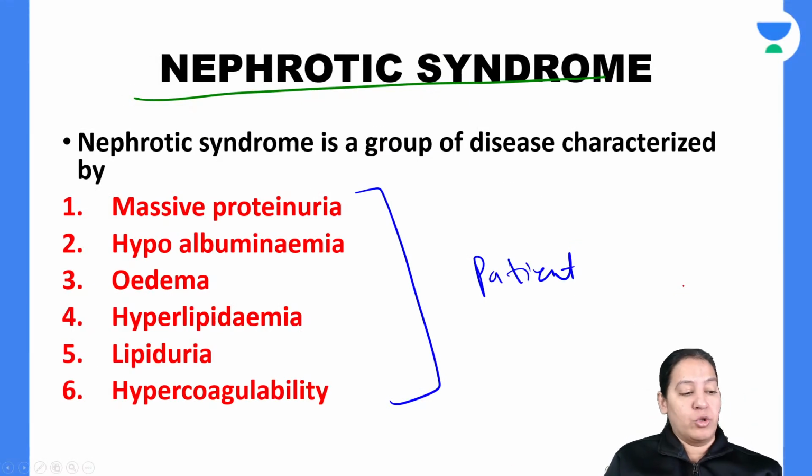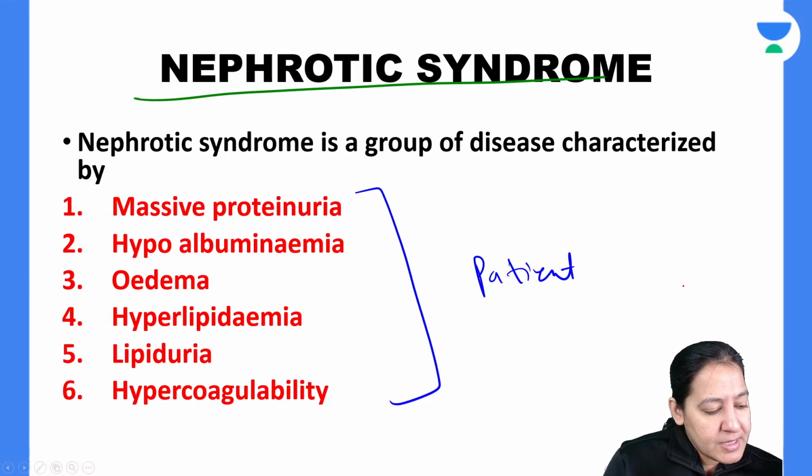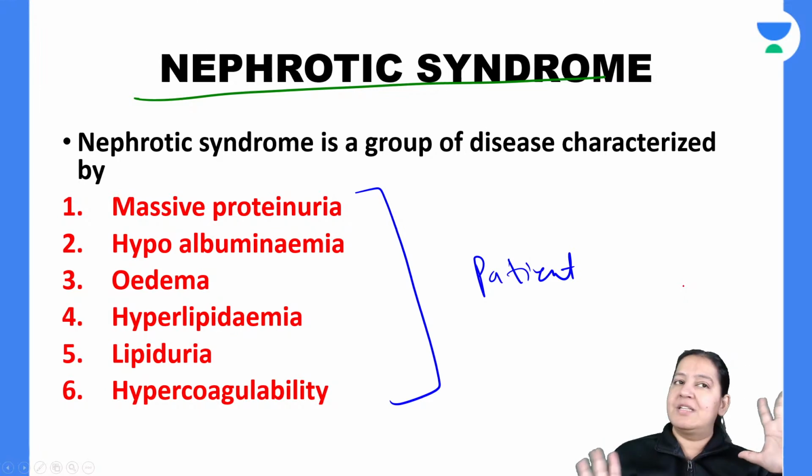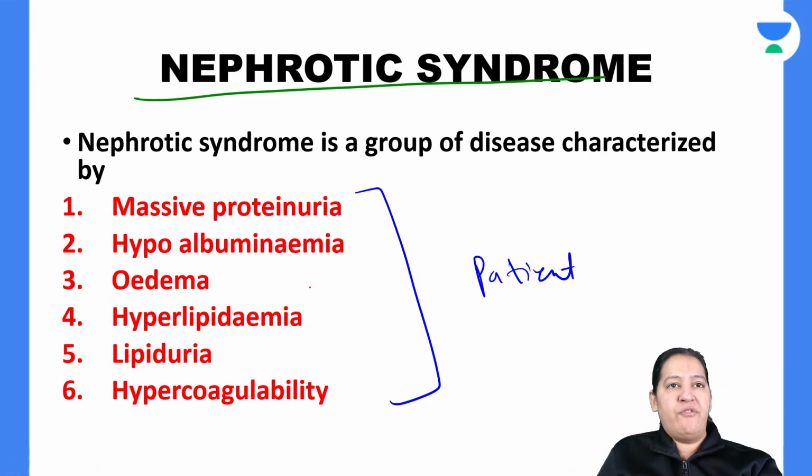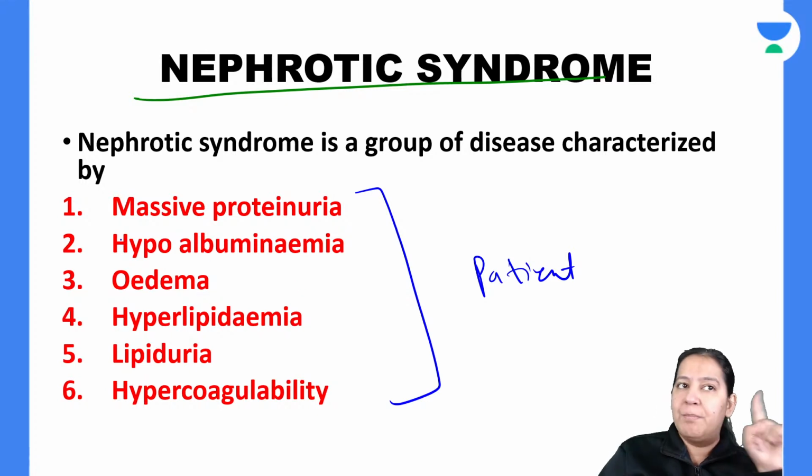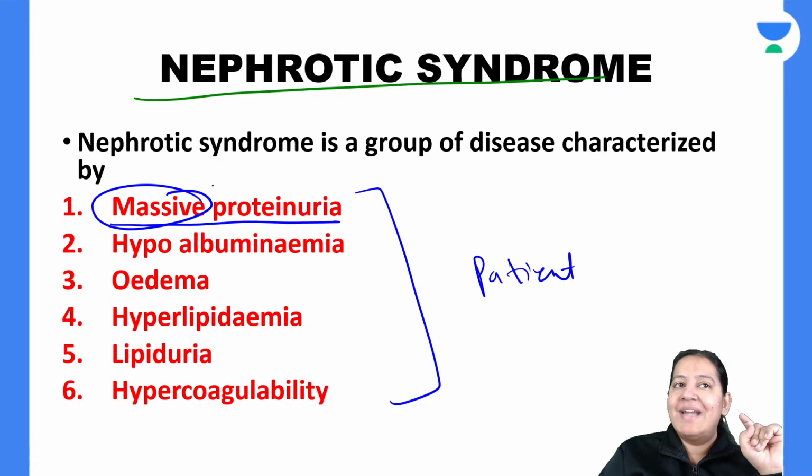Proteinuria is present in both. But in nephritic syndrome, if you remember, the proteinuria was mild and non-selective. Here proteinuria is massive and selective.